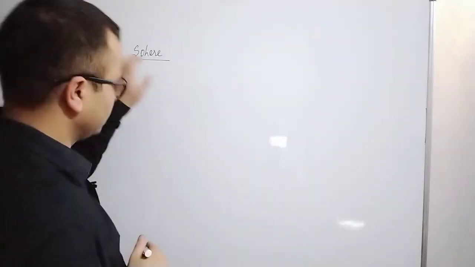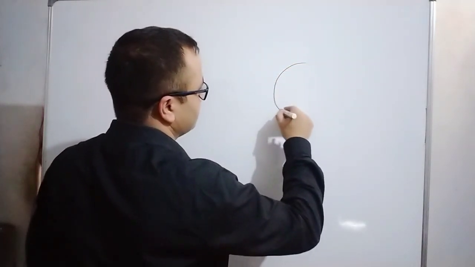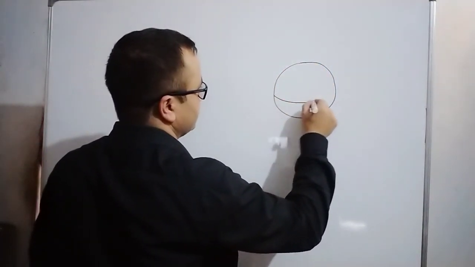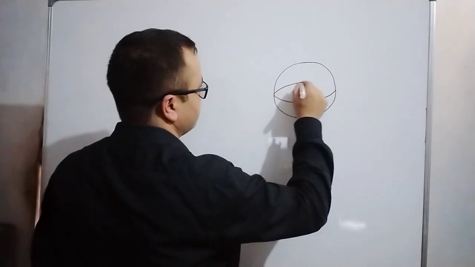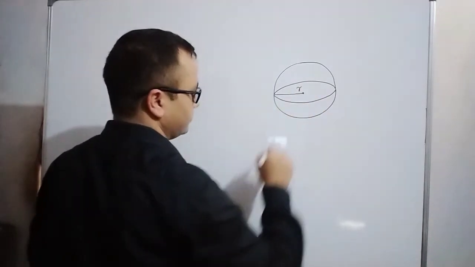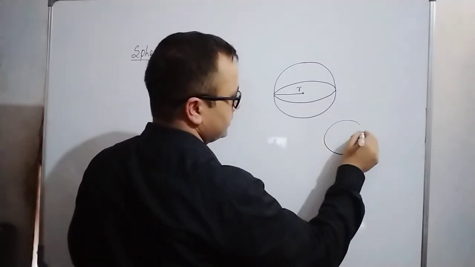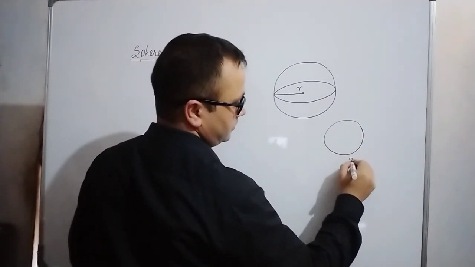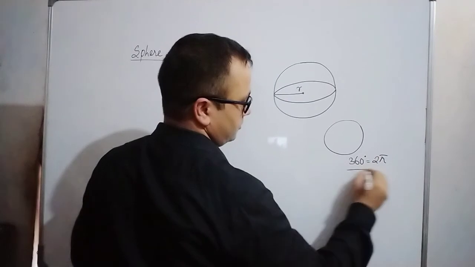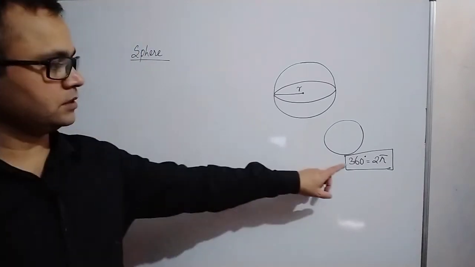Okay, sphere. It is a sphere. So it has a radius r. So we know that in circle the complete angle is 360 degree. In terms of radian it is 2 pi. So 360 degree equals to 2 pi. You have to remember this. 360 degree is 2 pi.